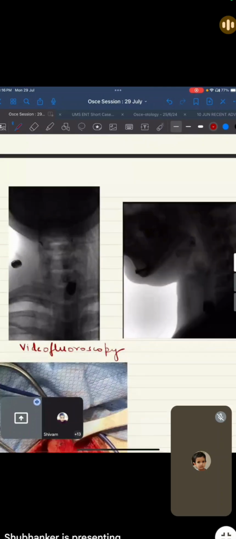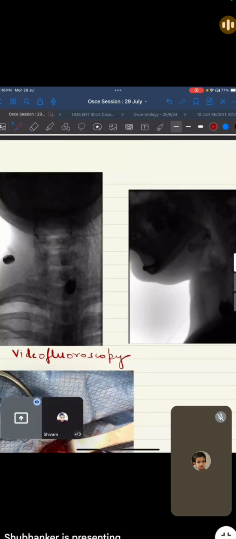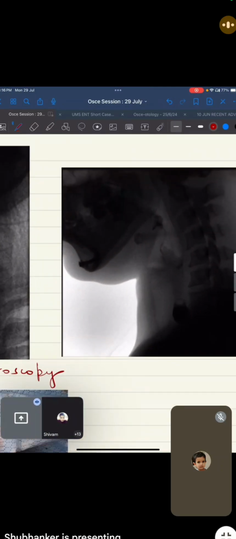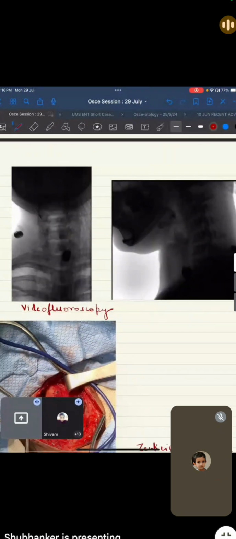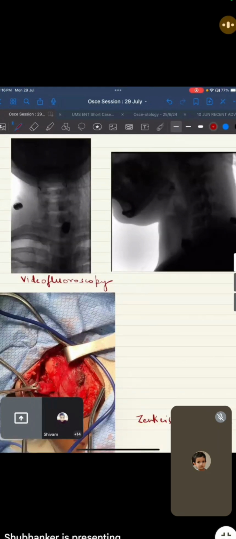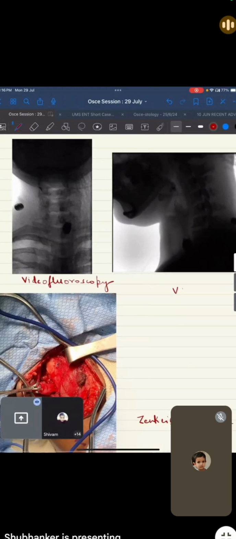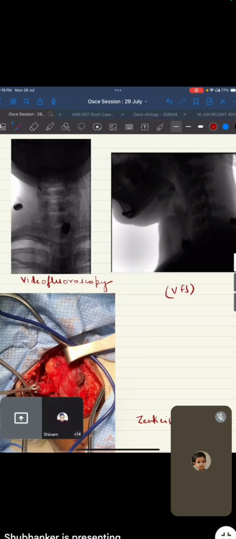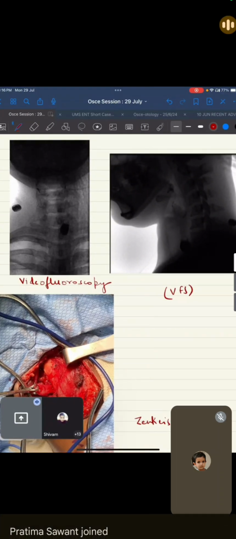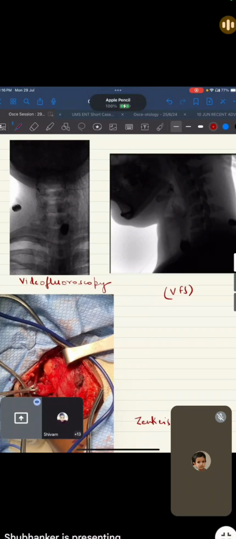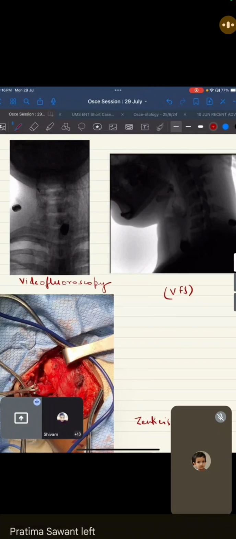Okay, so the initial image is this one. This is the anterior image, and this is the lateral image. Now they can ask you what investigation is this? So this is video fluoroscopy, VFS study. So just have a look at how this thing looks like. Don't answer plain X-ray. This is X-ray finding.